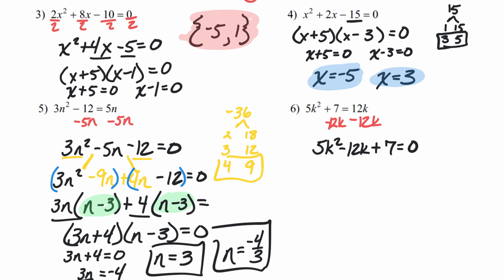We've got an a value again that is not 1. Ideally, it would be nice if I could factor out a GCF, but I do not have one, so I don't have that option. So we're going to use the AC method again. 5 times 7 is 35. I need the factors of 35 that can become 12. Well, 35 doesn't have many. 1 times 35, 5 and 7. So we need the factors of 5 and 7 to replace our 12.